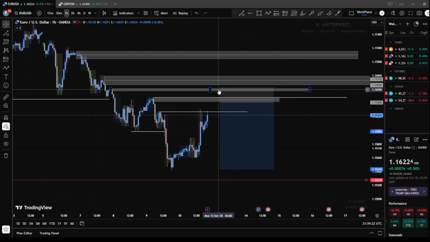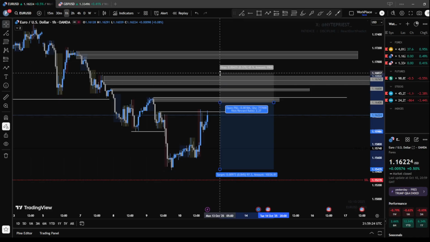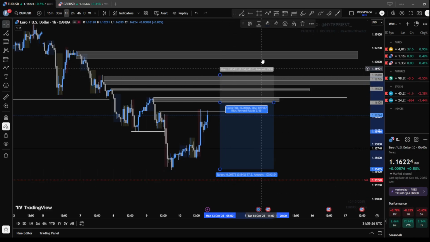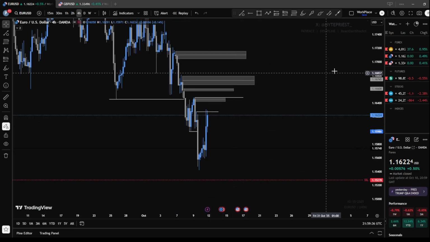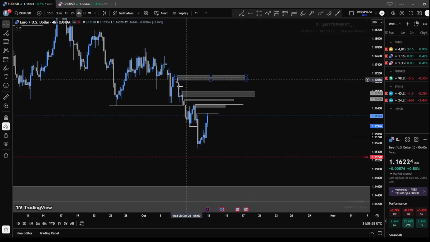All right. Better still, for a safer side, you can extend it to this side and target a 2 to 4 risk to reward. So that's my narrative for EURUSD for the upcoming week. So I'll be looking for sales on all these zones here.